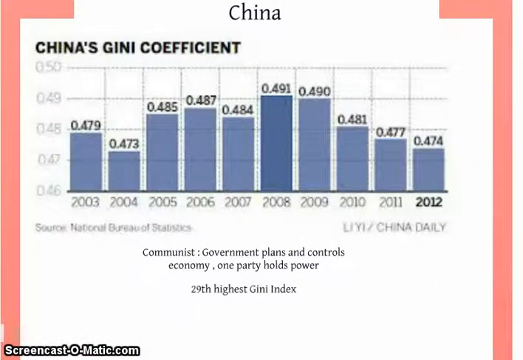And here we have China. That's the 29th highest Gini coefficient. They've hovered around 48% for the past decade.